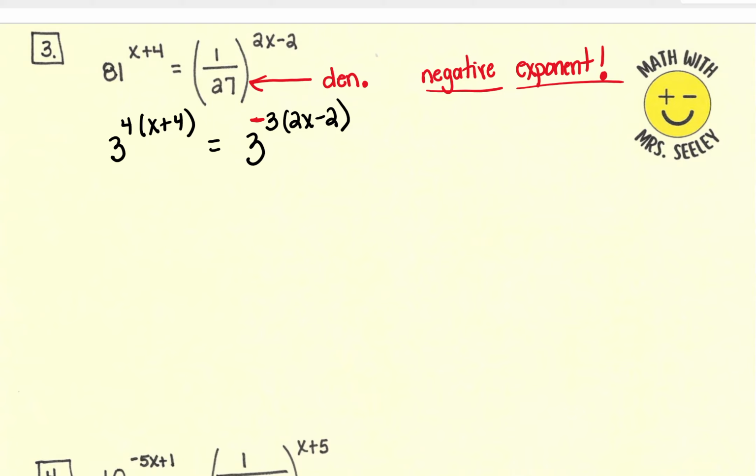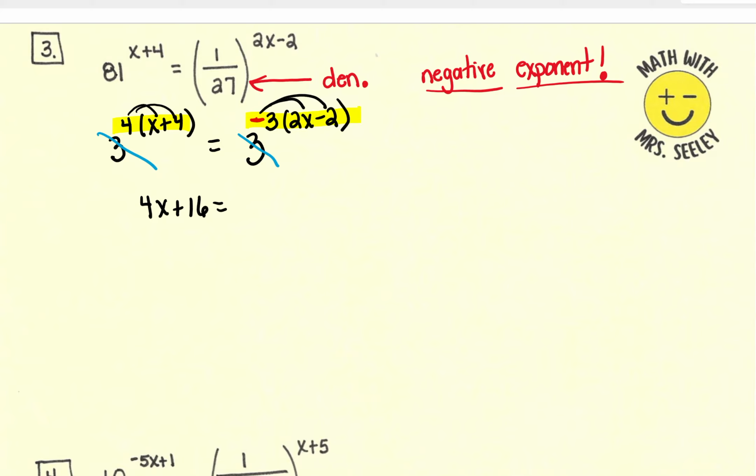Now that you have the same base, drop those bases and simply set your exponents equal to each other. So this 4 will distribute through and give me 4x plus 16.